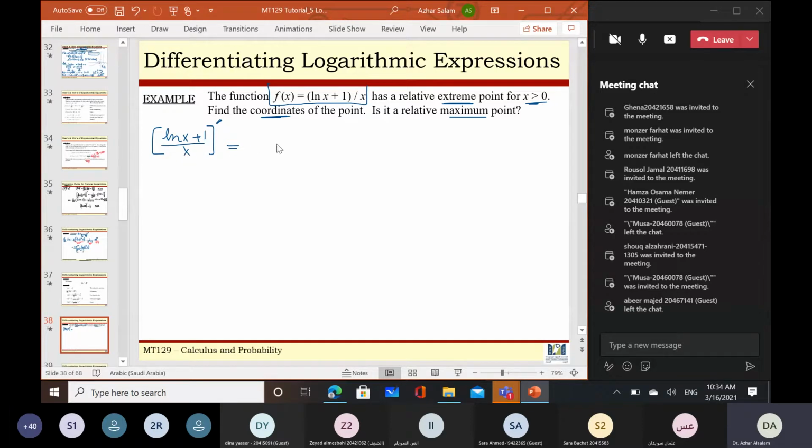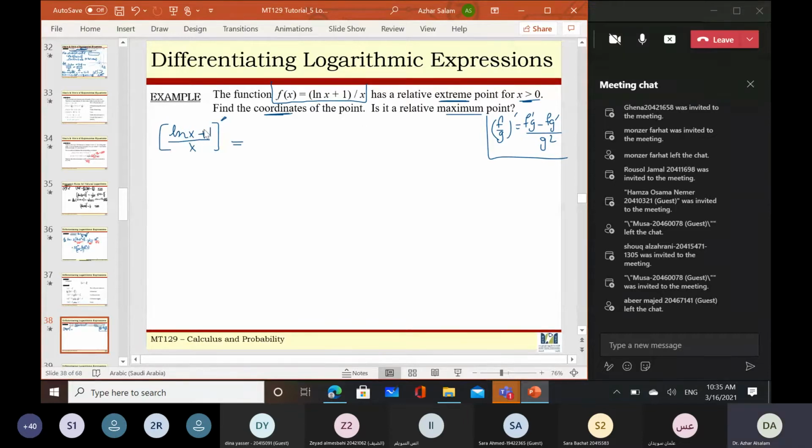I will use the quotient rule. Remember that the quotient rule, if I have f divided by g, its derivative will be f dash g minus f g dash divided by g squared. This is the quotient rule.